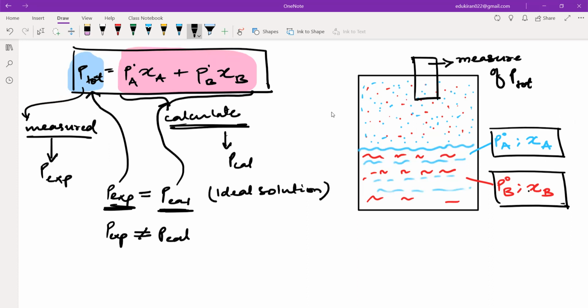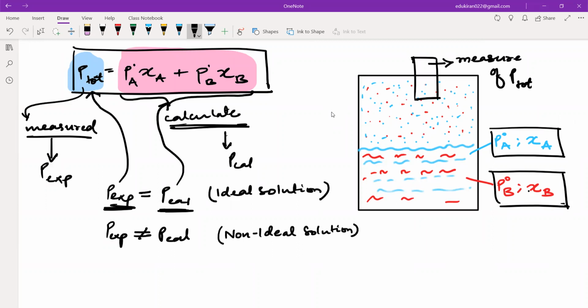What is the relation between the two? The relation is this, right? You have the experimental setup. The P experimental is equal to P calculated. Then only it is known as an ideal solution, and because the experimental and the calculated values are equal, we say that it is following Raoult's law. And the solutions where P experimental is not equal to P calculated, that means they are not following Raoult's law. We'll say that these are non-ideal solutions.